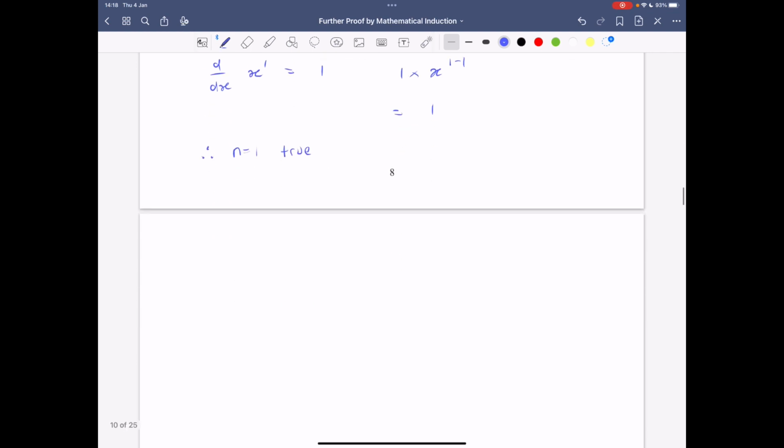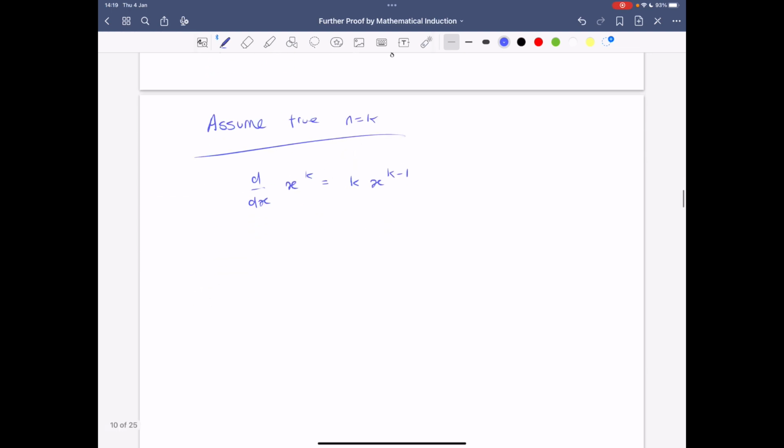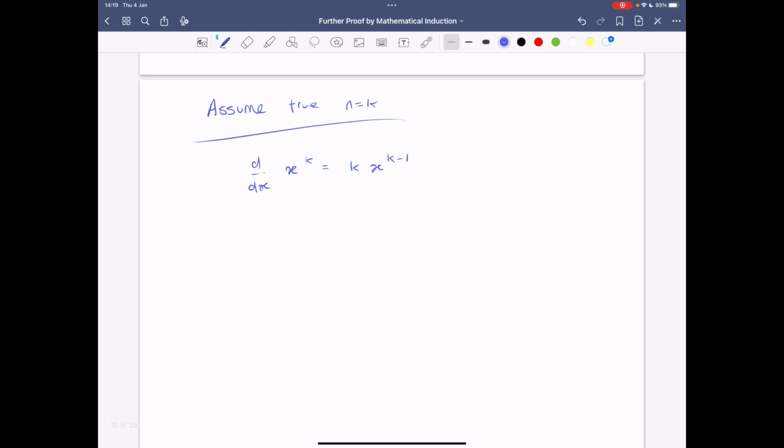Our next step, of course, with induction is to assume true for n is k. So we're going to assume that d by dx of x to the power of k is equal to k x to the k minus 1. That's our assumption there. Next, we're going to prove true for n is k plus 1.